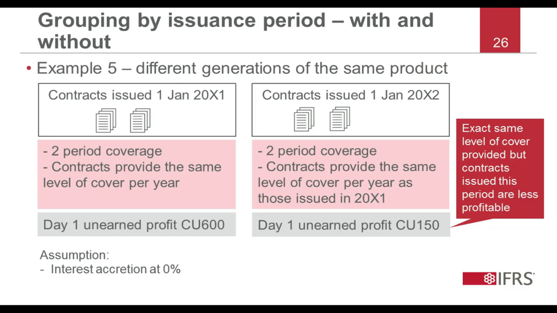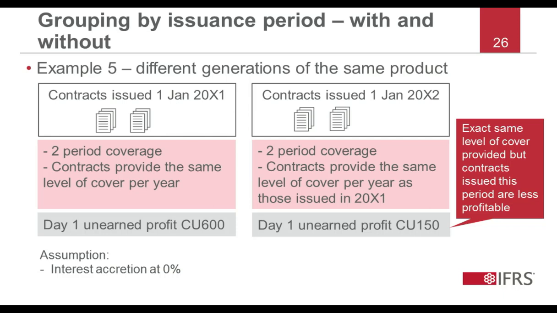This simplified example looks at different generations of the same product, issued on 1st of January 20X1 and 1st of January 20X2. Both generations of insurance contracts belong in the same portfolio and qualify to be in the group of contracts with no significant possibility of becoming onerous at initial recognition. Each generation has an expected coverage period of 2 years, and the level of cover provided per year is the same for each year of the coverage period.